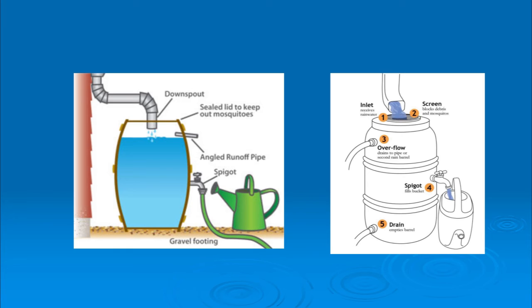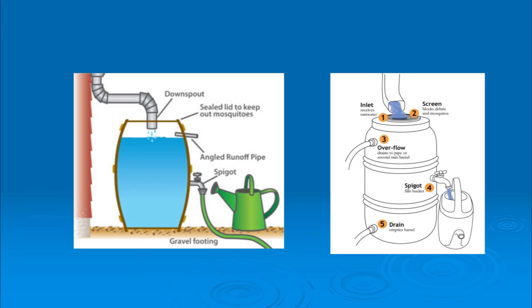From the photographs here, the only thing I would do differently is, I usually put my rain barrel on bricks or blocks, and I would put my spigot much closer to the bottom, but still so I could get a bucket underneath it. Make sure whatever you put your rain barrel on is secure and solid. You can see in the photograph on the left, it says gravel footing.